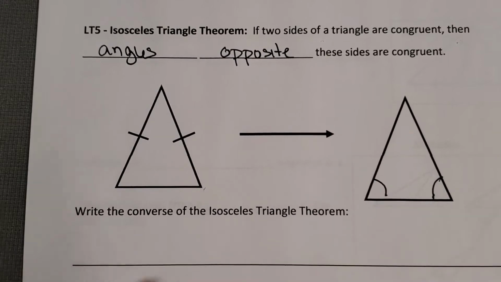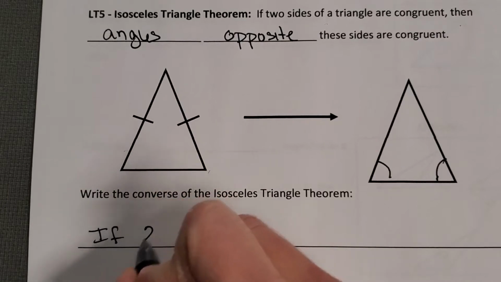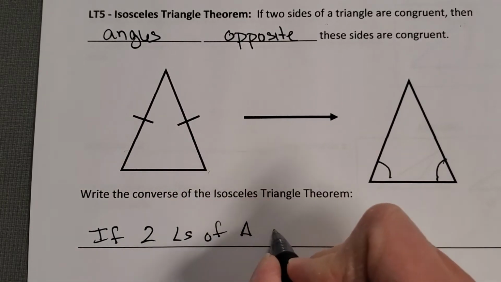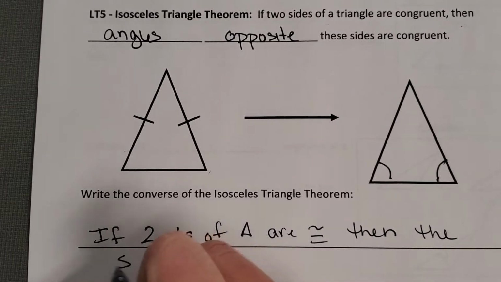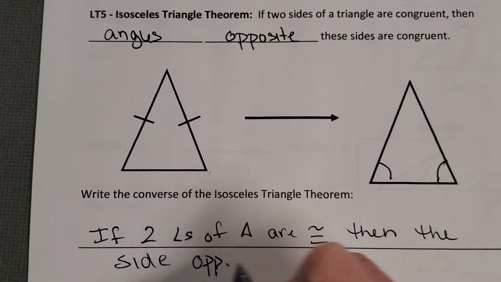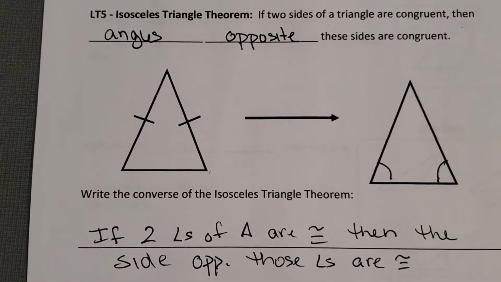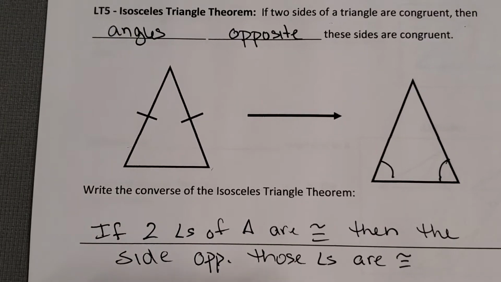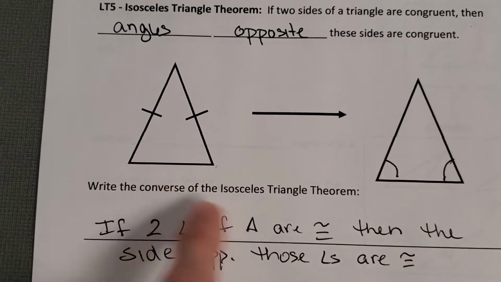Now the cool thing is it goes the other way too. If you know that the base angles of a triangle are congruent, you can tell that the sides are congruent. That's called the converse. So let's write the converse for our theorem. It's going to say if two angles of a triangle are congruent, then the sides opposite those angles are congruent. That's the converse. So you can use either one of those in our proofs or in our examples. We'll do a few examples today. If you know the sides are congruent, you know the angles opposite them are congruent. If you know the angles are congruent, you know the sides opposite them are congruent.